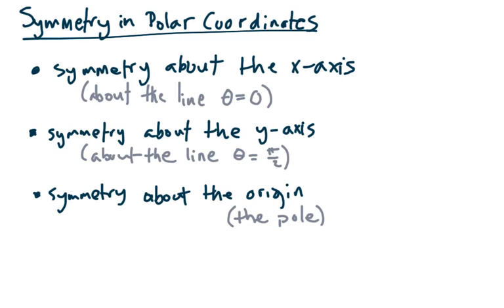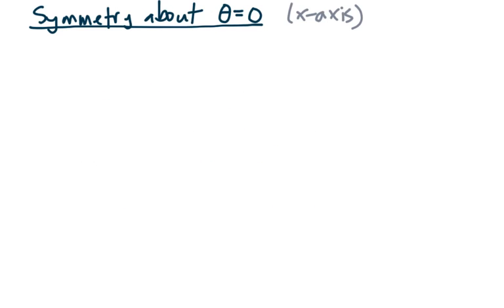Symmetry about the pole. You could also talk about rotational symmetries in polar coordinates, which aren't nearly as bad as they would be in rectangular coordinates. In fact, it's really pretty easy, but we want to focus right now on these three symmetries, the kinds we are familiar with from rectangular coordinates. So let's talk about symmetry about the line theta equals 0.